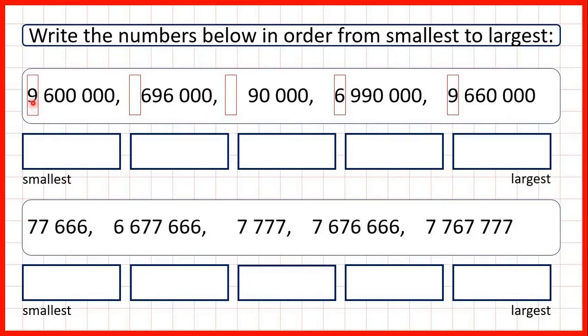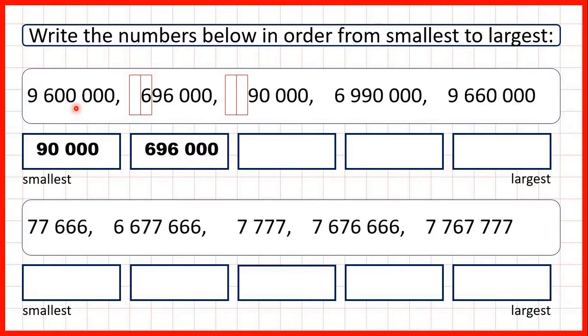So here, our millions place value. But these two numbers don't have any digits in the millions. So when we look across to the 100,000s, we can see that this number has 6 in the 100,000s, but this number doesn't have any 100,000s. So we know that 90,000 is the smallest number, and then 696,000 is next smallest. Notice 90,000 only has 5 digits, and 696,000 only has 6 digits.